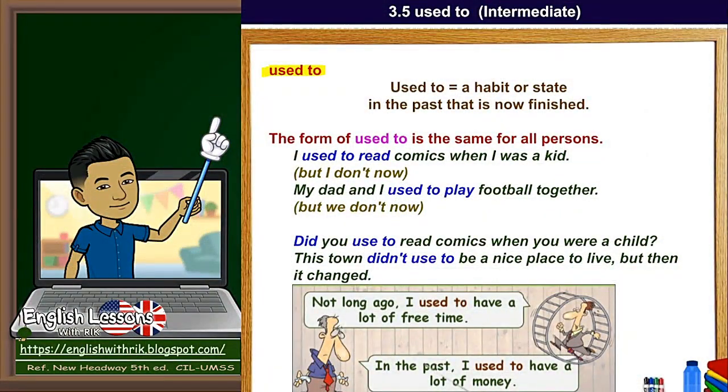Used to. Used to expresses a habit or state in the past that is now finished. The form of used to is the same for all persons. I used to read comics when I was a kid. My dad and I used to play football together. Did you used to read comics when you were a child? This town didn't used to be a nice place to live, but then it changed.